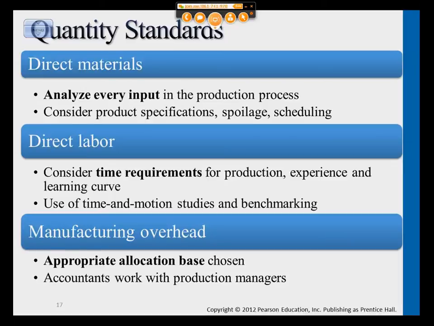Now just briefly, for direct materials, we analyze every input in the production cycle, and then we consider the product specifications, scheduling, spoilage, and such. For direct labor, we consider the time requirements for production, experience, learning curve, and then we use time and motion studies for benchmarking. And the last one is manufacturing overhead. An appropriate allocation base is chosen, and to determine that, our accountants work with the production managers.